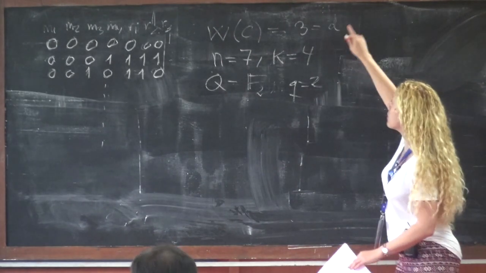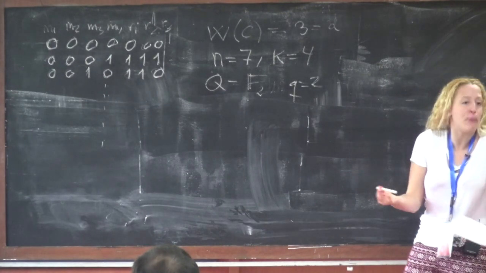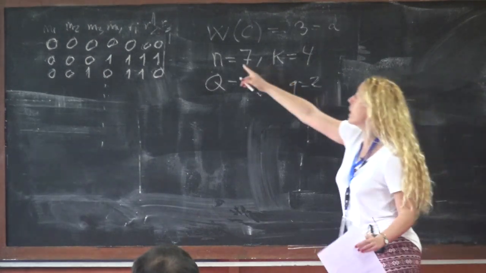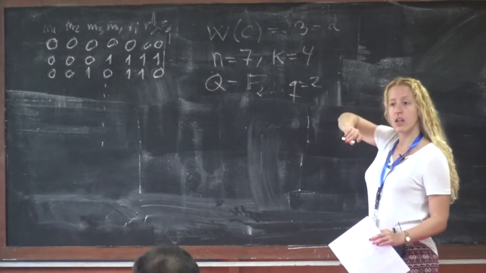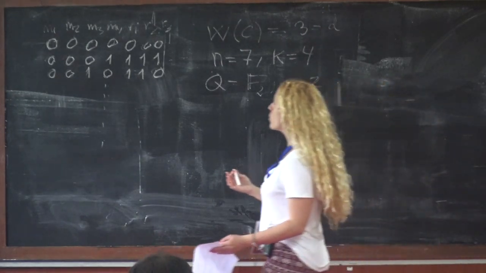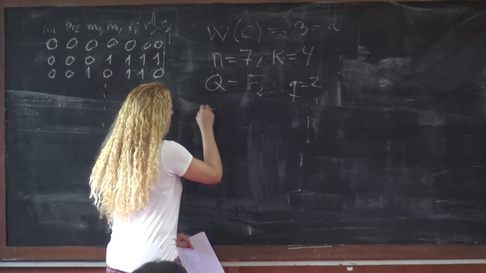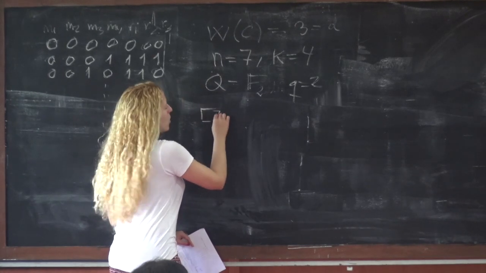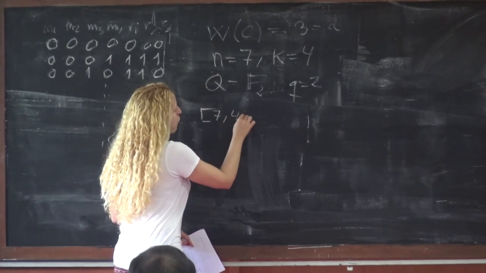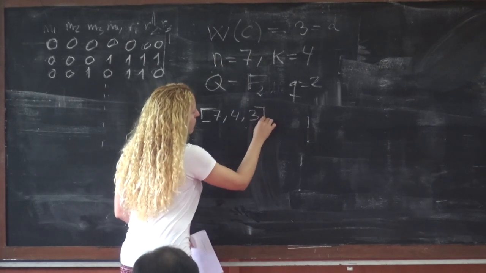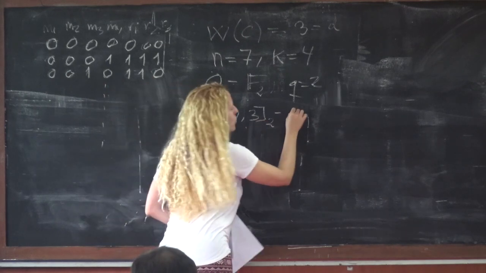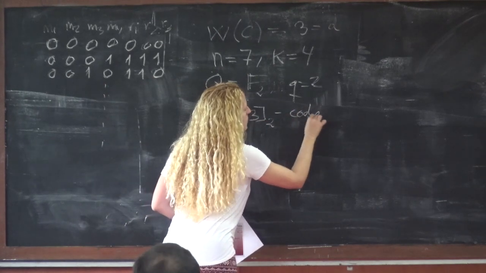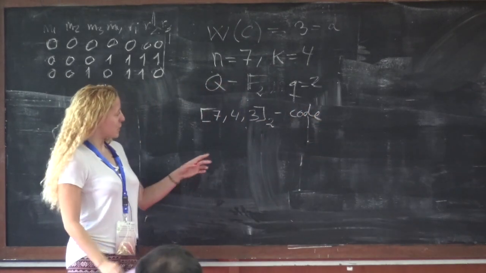So the main parameters of a code are the length, the dimension, and the minimal distance. In this case you can use the notation: this Hamming code is what we call a [7,4,3]_2 code. Again, that means the length.